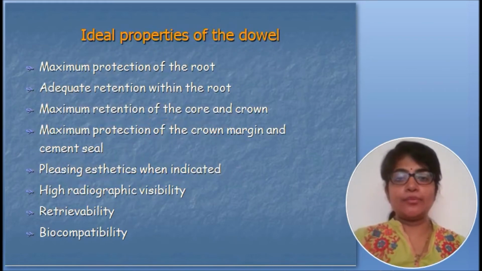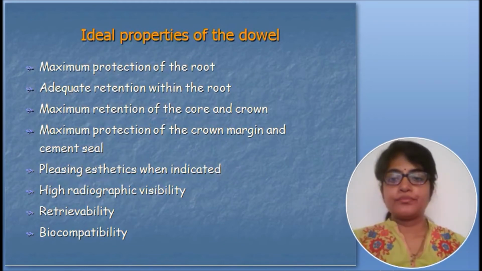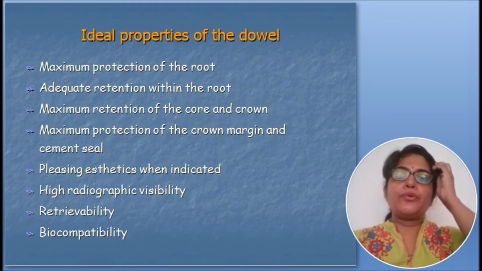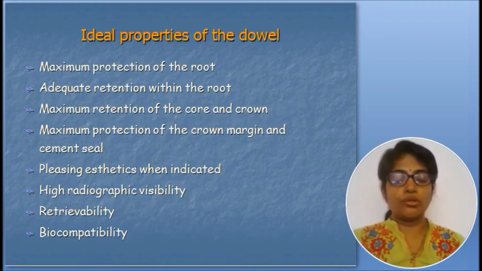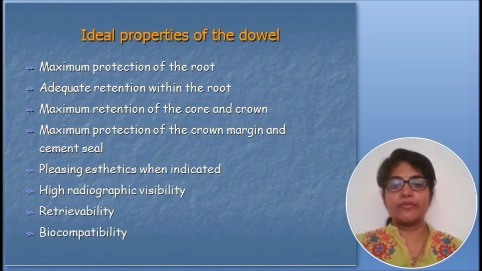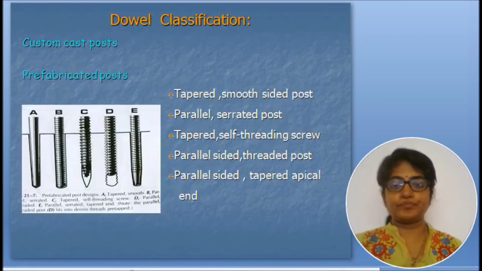So what are the ideal properties of such a post? It should protect the root. It should not cause excessive stresses on the root. It should provide adequate retention within the root. It should provide maximum retention of the crown and core. It should provide maximum protection of the crown margin and cement seal. It should have pleasing aesthetics when indicated, high radiographic visibility, retrievability and biocompatibility.